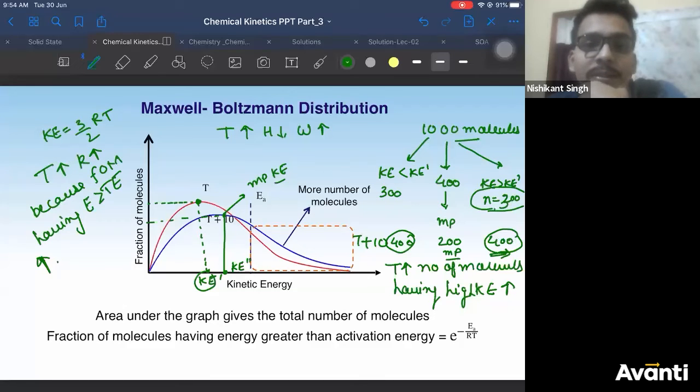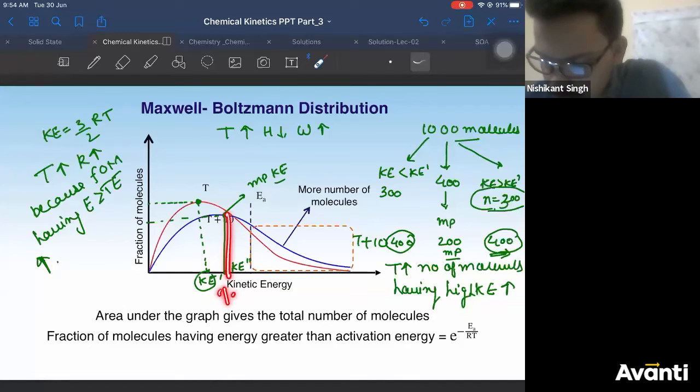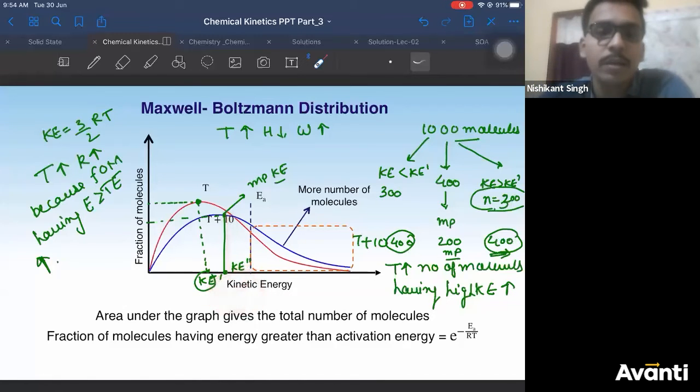Gauri, we never said activation energy is increasing. In this whole graph, I never said activation energy is increasing. I said kinetic energy you can assume as threshold energy. I did not use activation energy, Gauri.